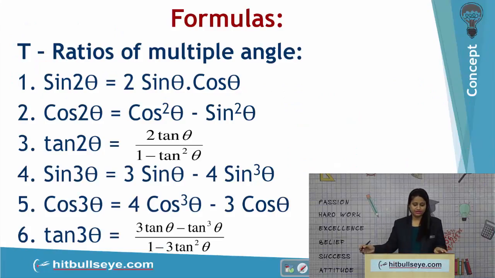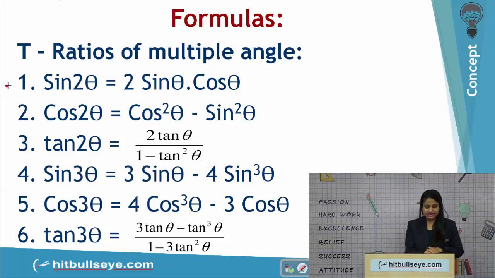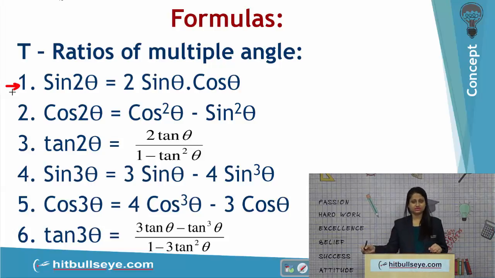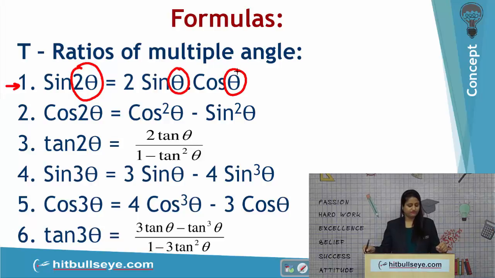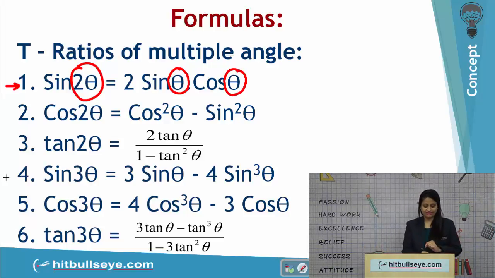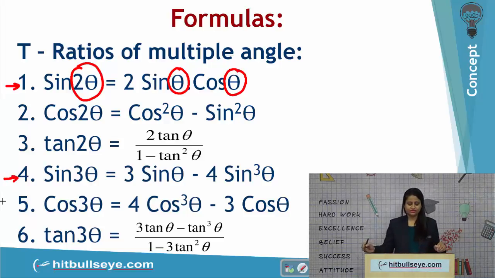Now there are formulas on multiple angles. The very first formula says sin 2θ is 2 sin θ cos θ. See, we have 2θ here, but we have θ here. Now we have cos 2θ. Cos 2θ is cos²θ minus sin²θ. Then we have the tan 2θ formula, that is 2 tan θ upon 1 minus tan²θ. Then we have the sin 3θ formula. It says 3 sin θ minus 4 sin³θ.